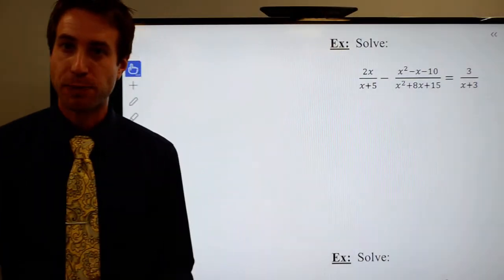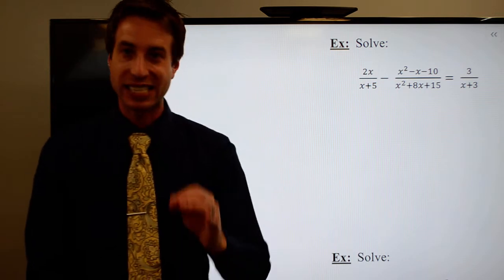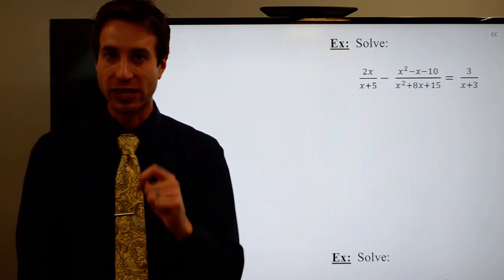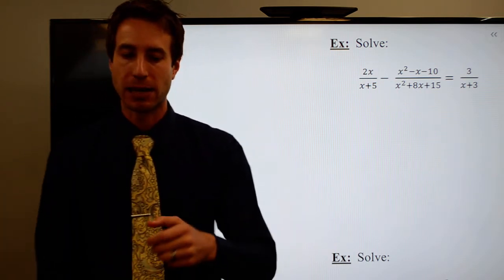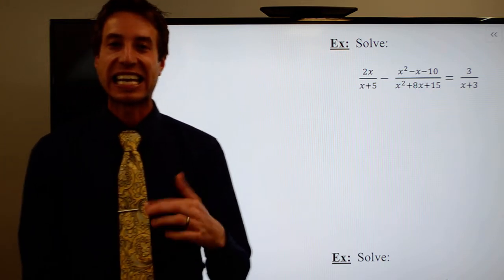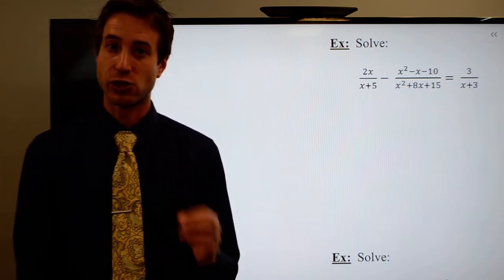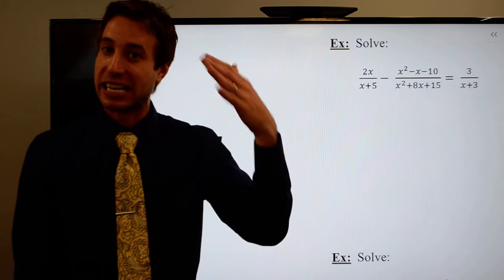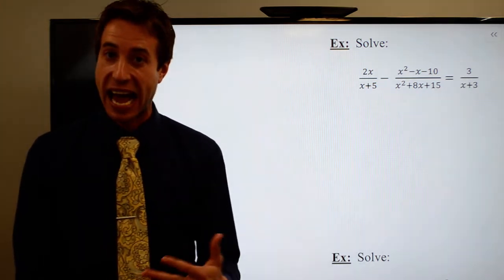All right, guys, welcome to this page of the notes, and what we're going to do is continue with this idea of solving rational equations. But I told you what will happen sometimes is you might wind up getting an answer that is an extraneous solution, simply meaning when you plug it back into the original problem, it doesn't actually work.